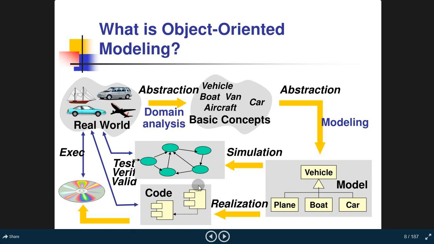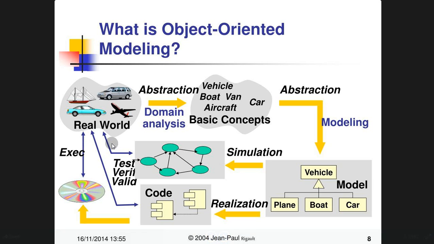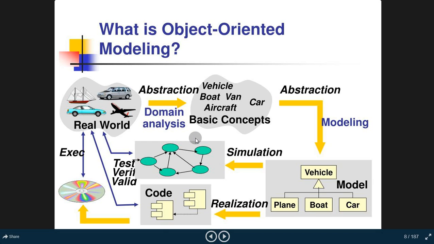If the code runs properly, we execute all the operations, and after performing all the operations we go to the real world, where we are provided with the real world models of the boat, van, aircraft and cars. So this is the basic flow graph of object oriented modeling.